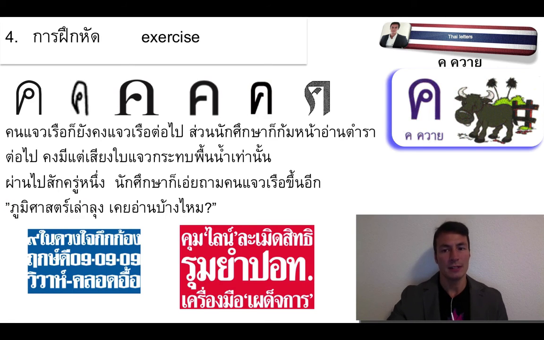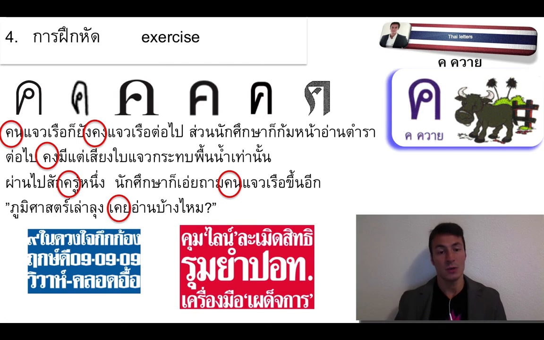Now, where can we find ควาย within the text on top? There is one in the very first line at the very beginning. We have another one towards the middle. In the second line, there is a ควาย. And in the third line, we have two of them. And in the last line, there is one in the middle of the line. Within the blue colored fragment, the text is white, we have a ควาย in the very last line.